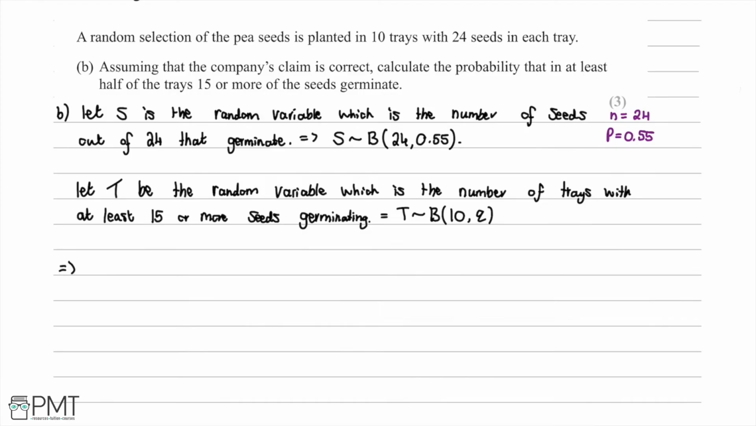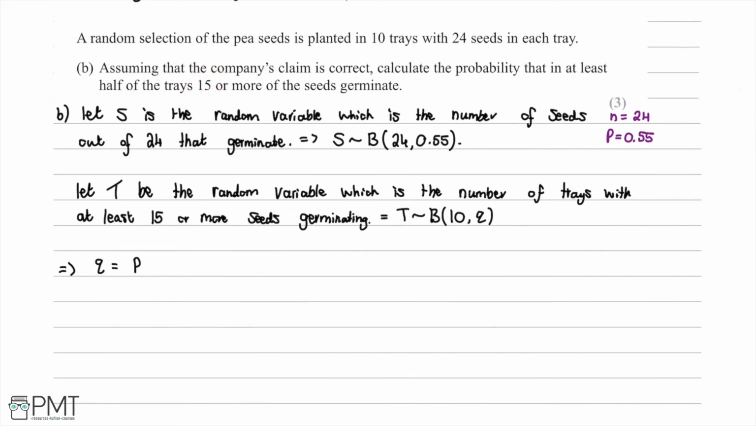So we'll now work out the probability Q. So Q is going to be equal to the probability. So we're asked in at least half of the trays, 15 or more of the seeds germinate. So 15 is our key number here. So we have the probability that the number of seeds germinating is going to be greater than or equal to 15.